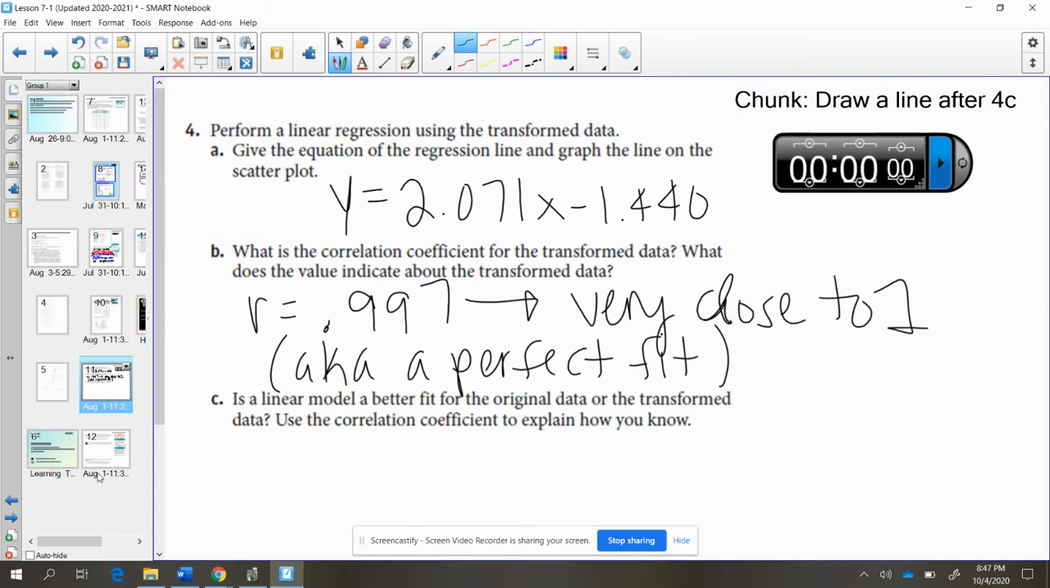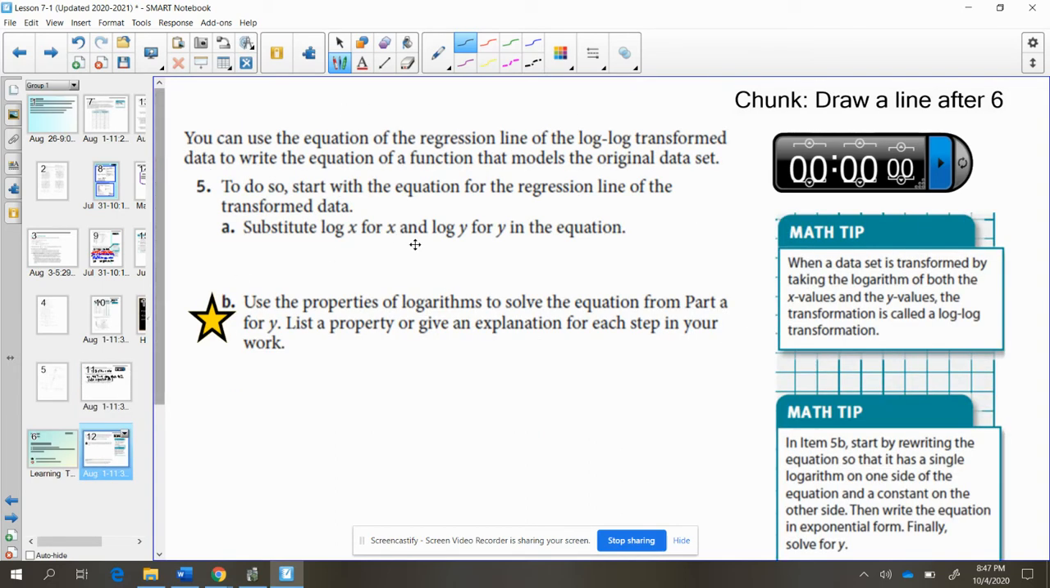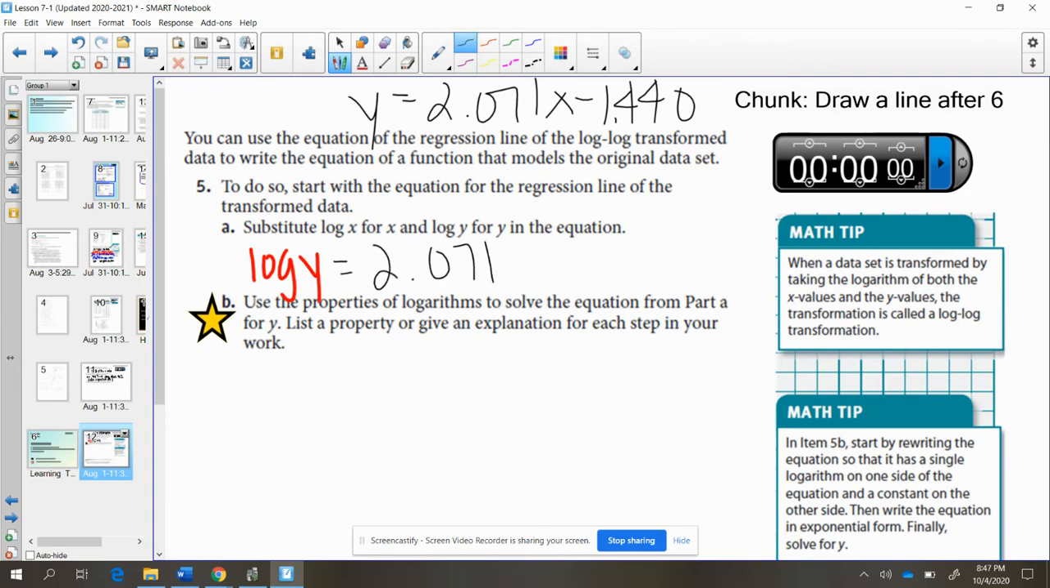Where does this go from here? Well, if we were to take this data, and instead of calling this x and y in the equation, we are going to take that y equals 2.071x, and we're going to substitute in everywhere we see an x and a y, log y for the y, and log x for the x.